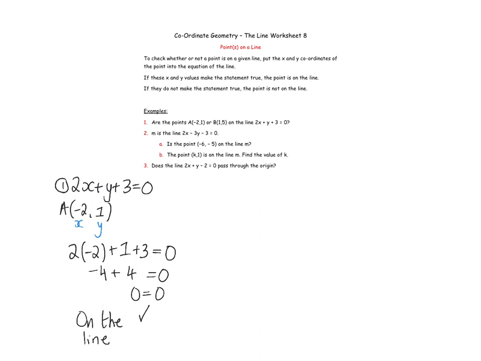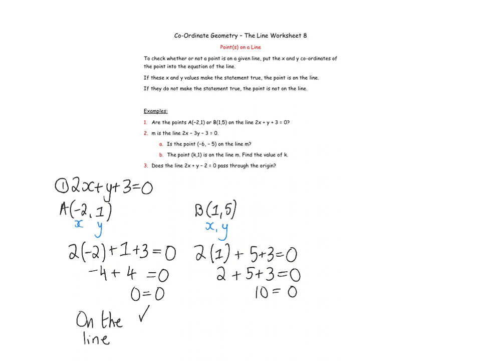The second one we have then is the point B(1, 5). Again, here we have x and y. Subbing that in, we get 2 times 1 plus 5 plus 3 is equal to 0. 2 times 1 is 2, plus 5 plus 3. So 2 and 5 is 7, plus 3 is 10. So 10 is equal to 0. That's not on the line.